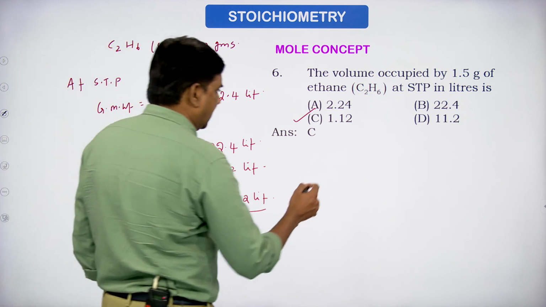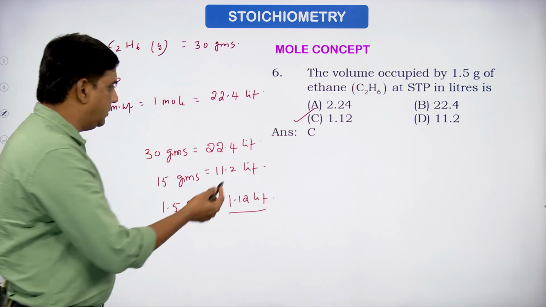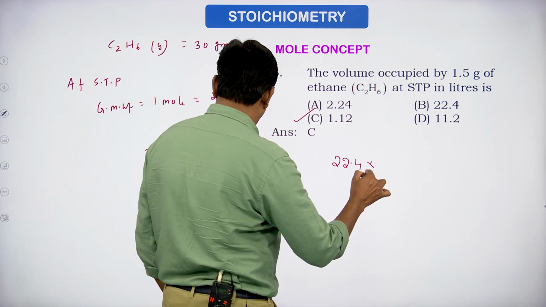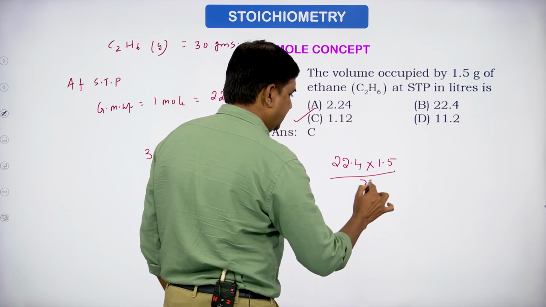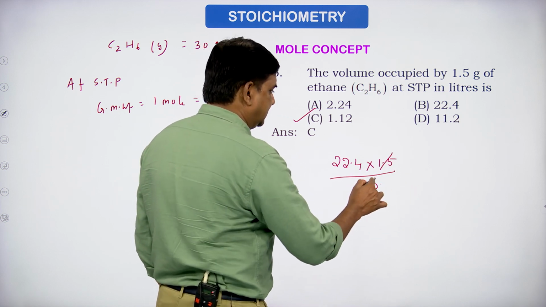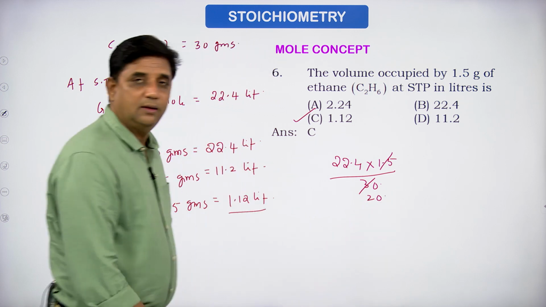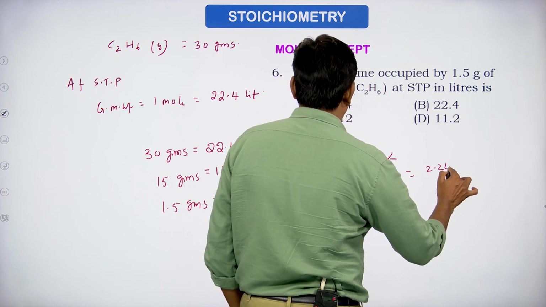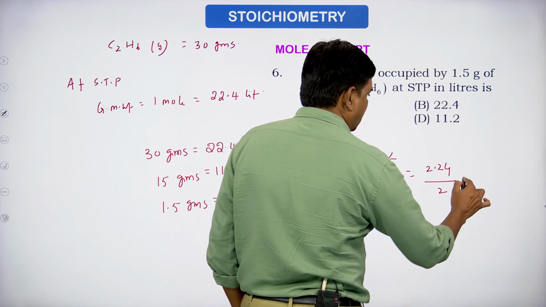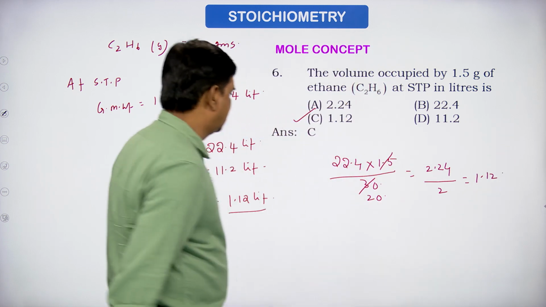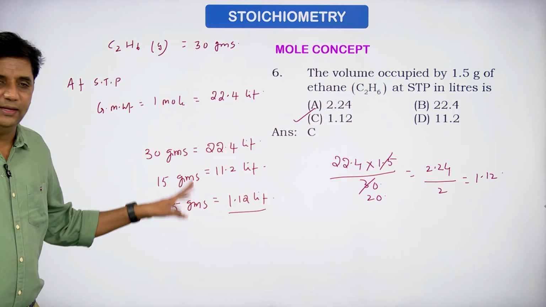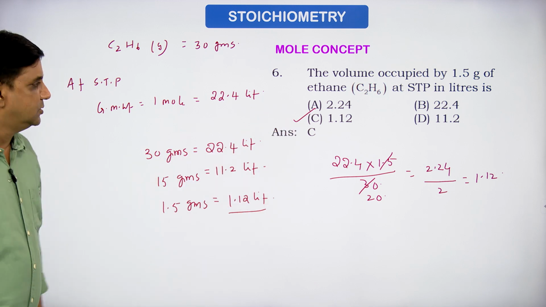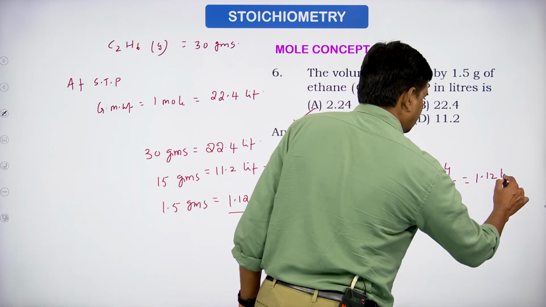Or if you want, you can do it like this. 30 grams contains 22.4 liters. 1.5 grams contains how much? So, how do you do it? 22.4 liters into 1.5 by 30. And this is equal to 1/20 times, so it is 2.24 by 2, and it is equal to 1.12 liters. Same, but I feel this is the better one. Or if you are comfortable with that, you can do it like that also. So, that is 1.12 liters.